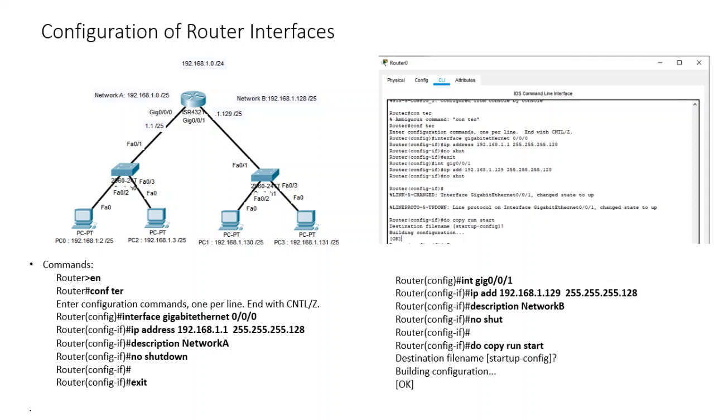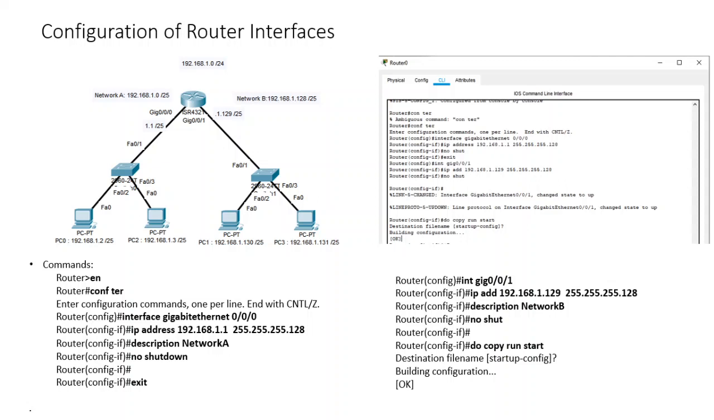We enable it, then conf t, configure terminal. We access the port with interface GigabitEthernet 0/0. We put an IP address, the common IP address. Of course, it will be 1.1 if you want. We can put the subnet mask /25, which is 255.255.255.128. We put a description if you want, and no shutdown to turn on the port.